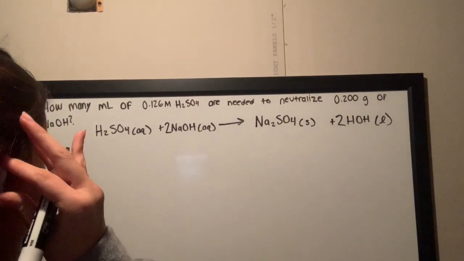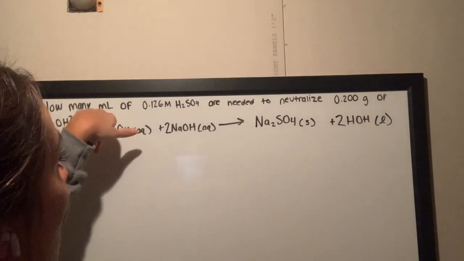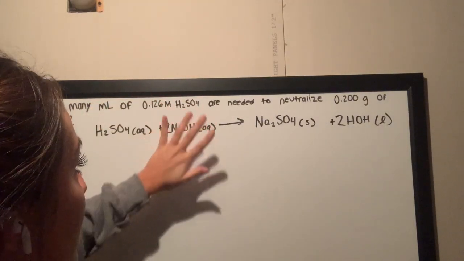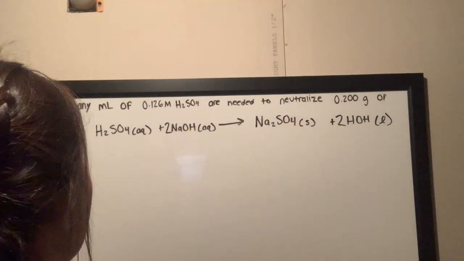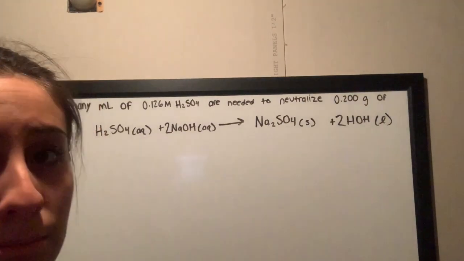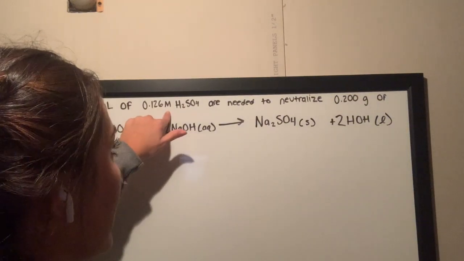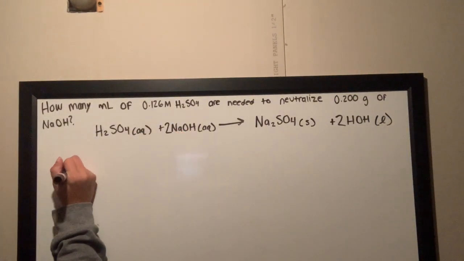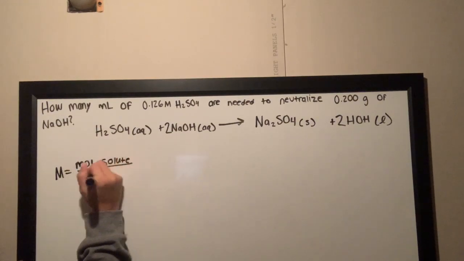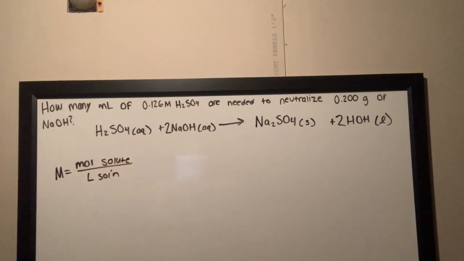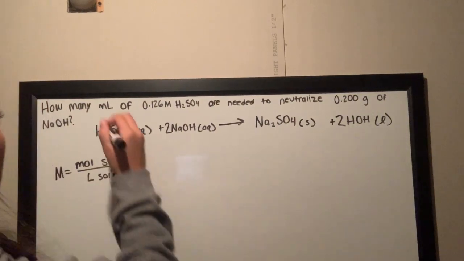Alright, now we're going to look at the question. It's asking how many milliliters of H2SO4 are needed to neutralize this many grams of NaOH. I know that we're going to have to use the molarity formula because that's the only way that you can find the volume from a molarity. The molarity formula equals moles solute divided by liters of solution. And so we want to find the liters of solution, which will eventually convert to milliliters.